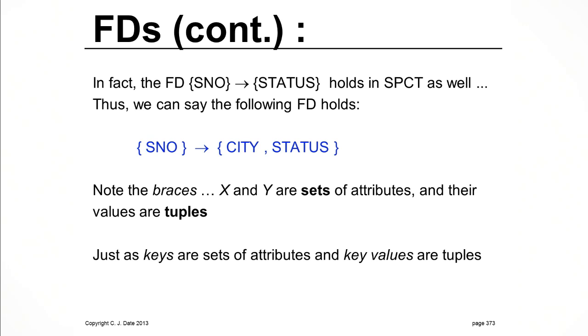Note the braces. It's just like the stuff with keys earlier. X and y here are sets of attributes. X values and y values are tuples. Subtuples probably of some other tuple, but still tuples, because remember, a subtuple is a tuple. Just as keys are sets of attributes and key values are tuples.